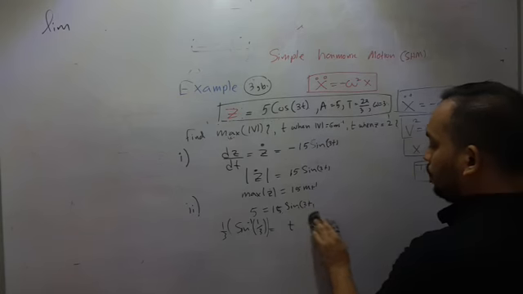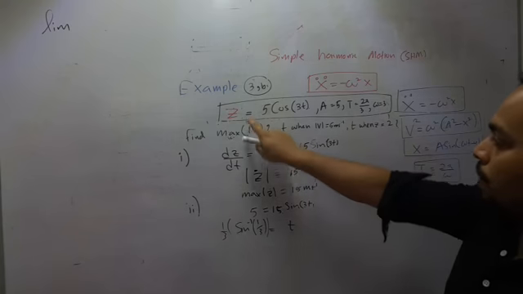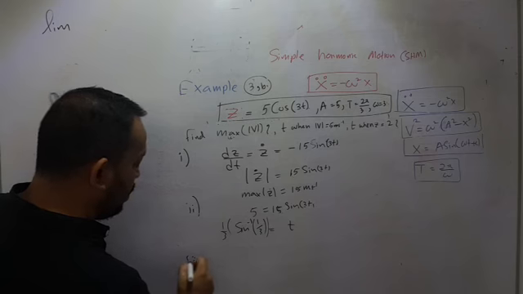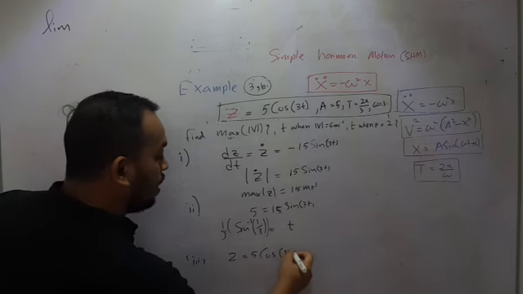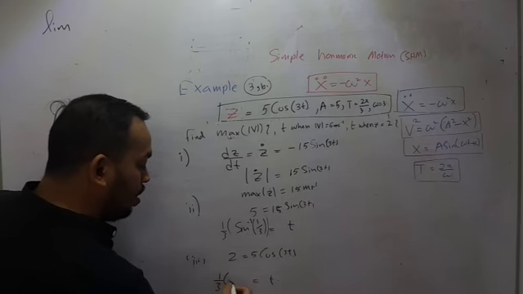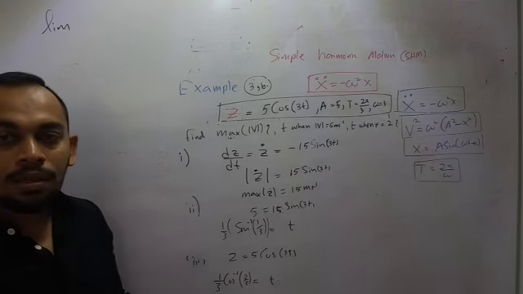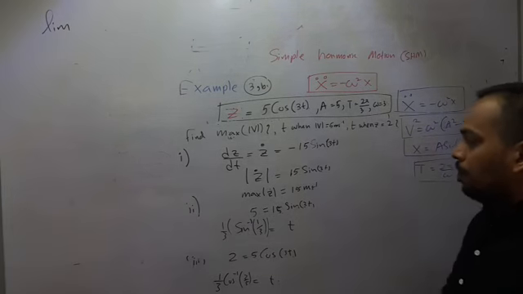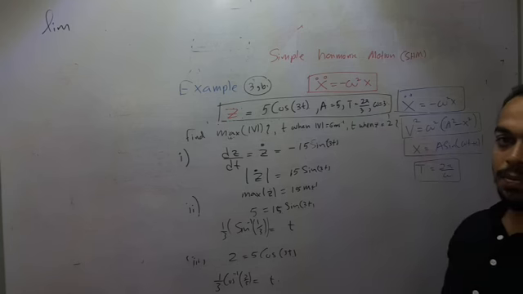Now if we want to find the time when z equals 2, we use this equation here. So 2 equals 5 cos 3t. Therefore the time would be 1/3 cosine inverse 2/5. This would be the time when the particle is at z equals 2 for the first time.